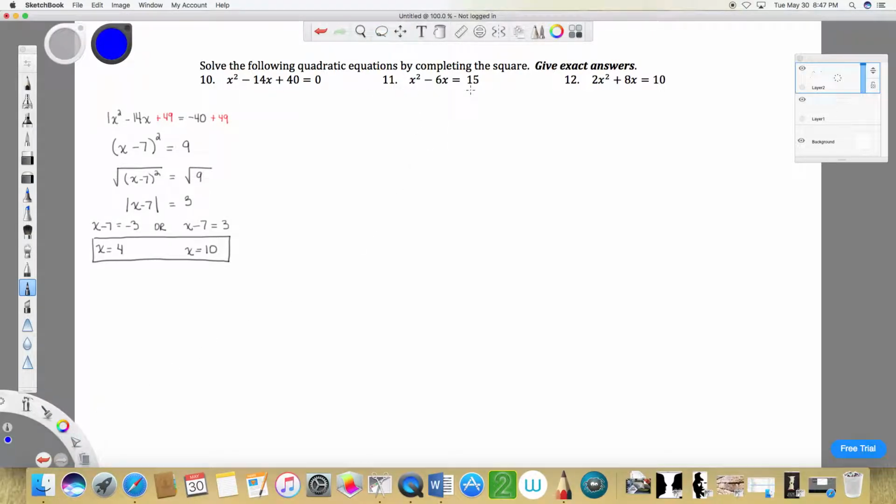Let's come over and do the second one. I have x squared, and I have a 1x squared. I need that. Minus 6x. I need to take half of negative 6, the linear term, and square it. Half of negative 6 is negative 3, but negative 3 squared is 9. So I'm going to add 9 to the left-hand side, which means that I'm going to have to balance the equation. I'm going to have to also add 9 to the right-hand side.